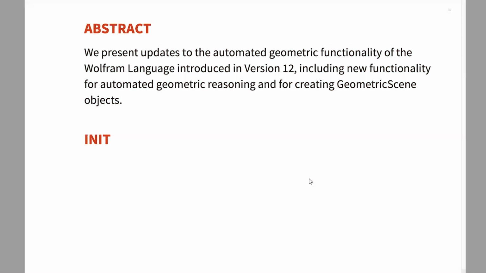So the project was basically introduced in version 12. It includes the functions GeometricScene, RandomInstance, FindGeometricConjectures, and various other ones. And we're going to be talking about updates to that, as well as some Wolfram resource functions that are related. This notebook and related packages that you'd need to load to run it are available on Pathable.